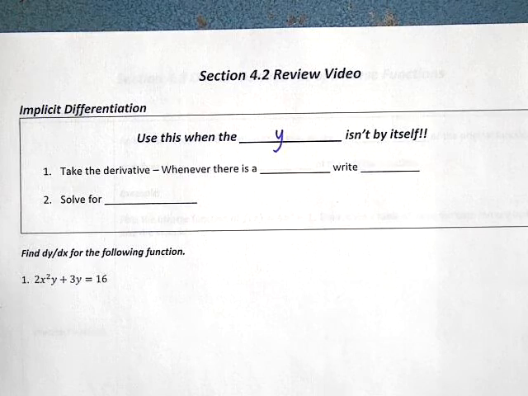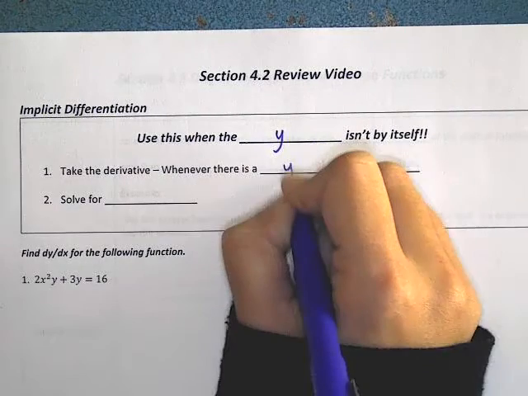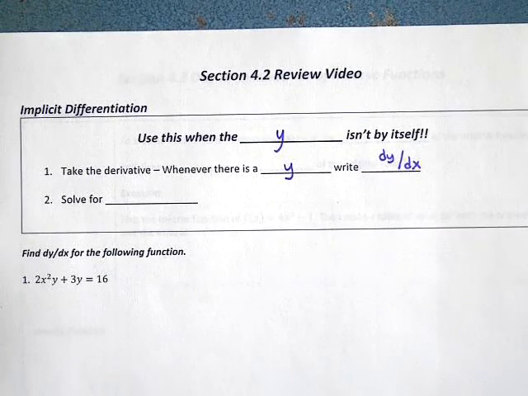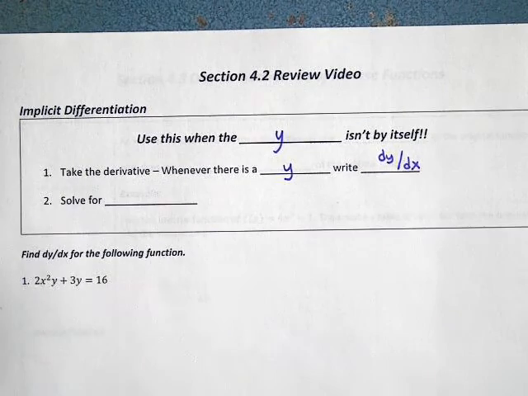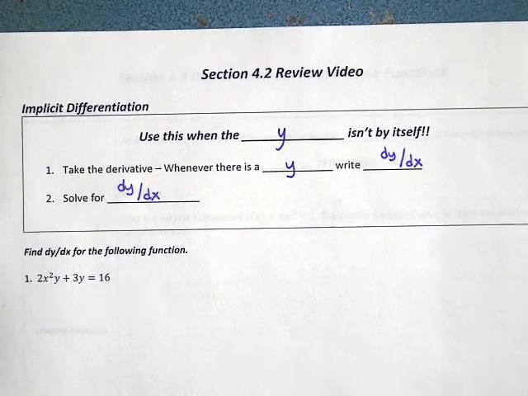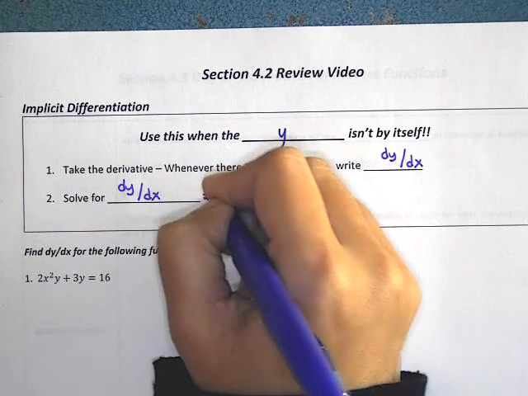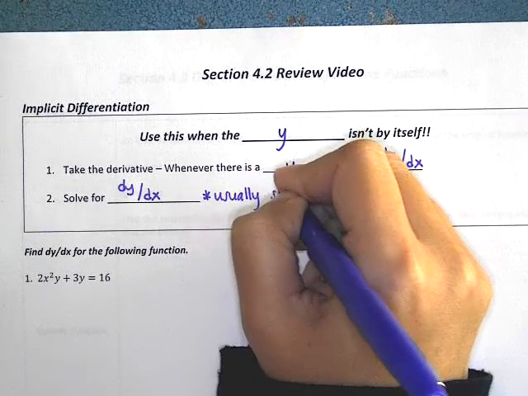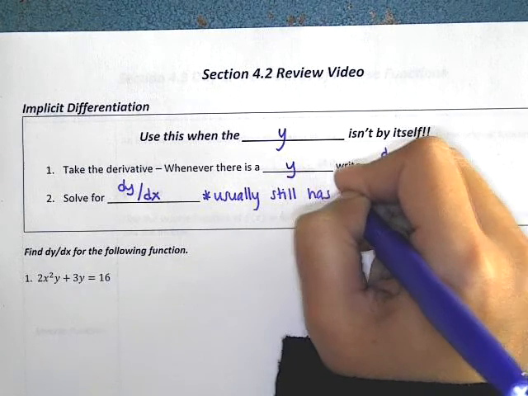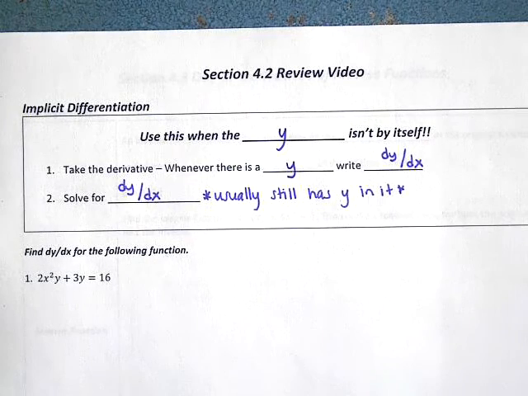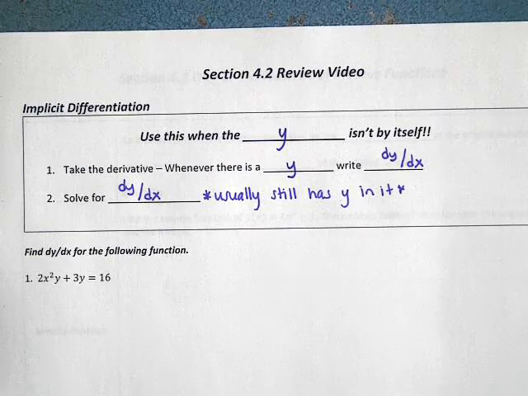Take the derivative just like normal, but whenever there is a y, you need to make sure that you write dy/dx when you take the derivative. Solve for that dy/dx when you're done to actually find the derivative formula. Now this formula will usually still have a y in it. So we say that these derivatives are defined in terms of x and y. So let's take a look at a couple examples.